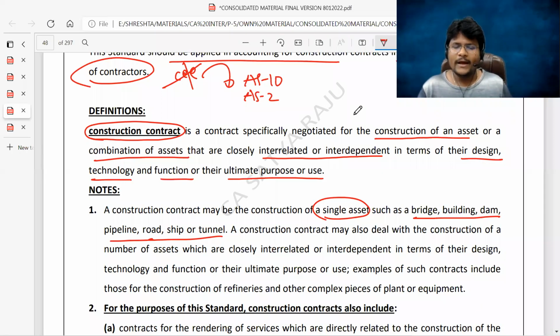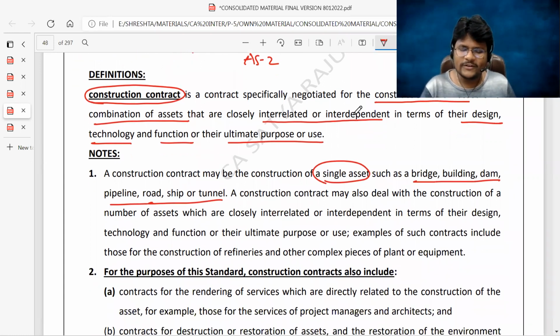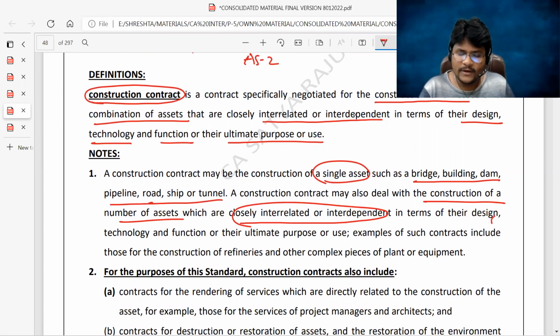Okay, let it be. I don't want to explain here the difference between normal dams and lift irrigation systems and all such things. I am just giving a classic example for the purpose of construction of a single asset. Apart from this, a construction contract may also deal with the construction of a number of assets which are closely interrelated and interdependent in terms of their design, technology, function, or use.